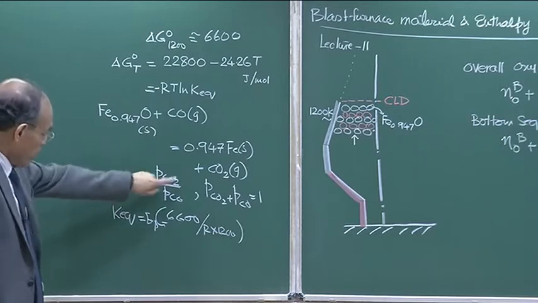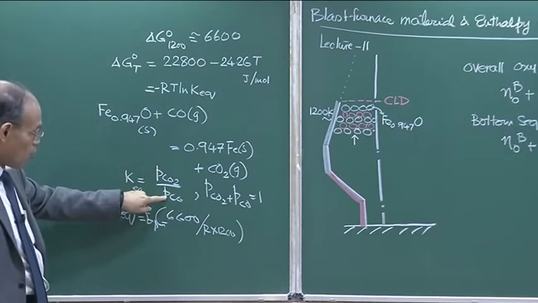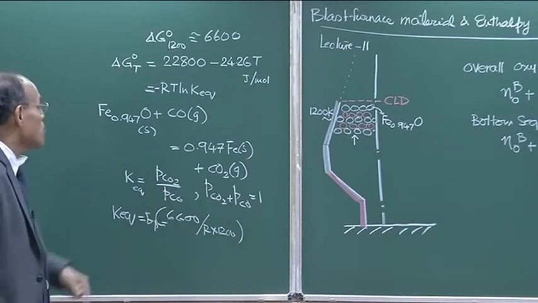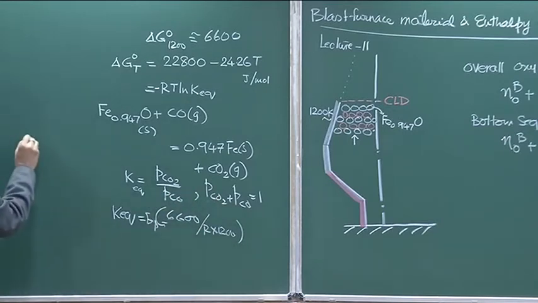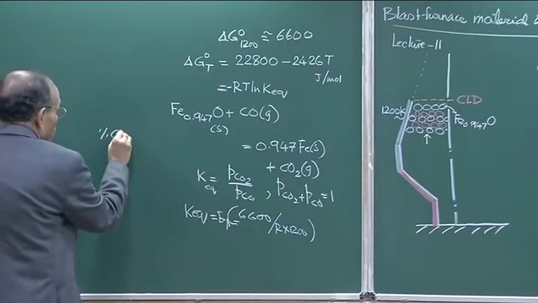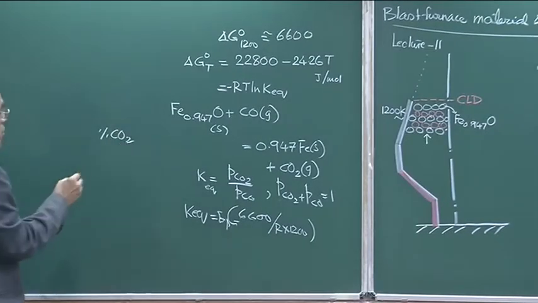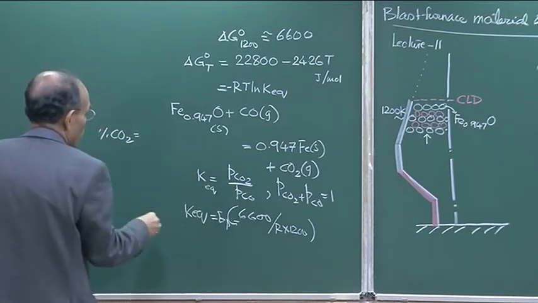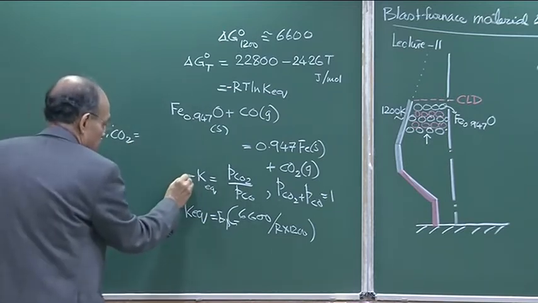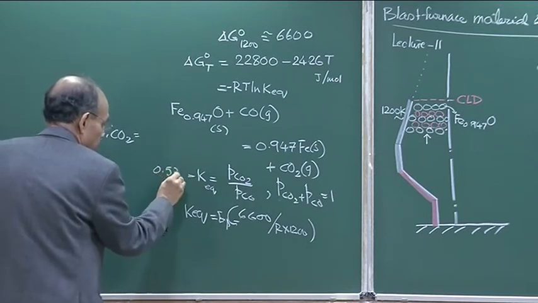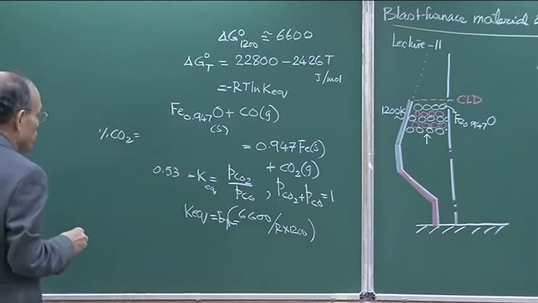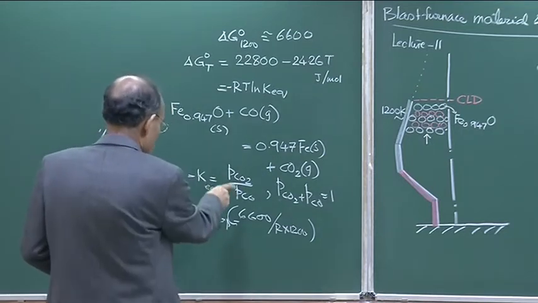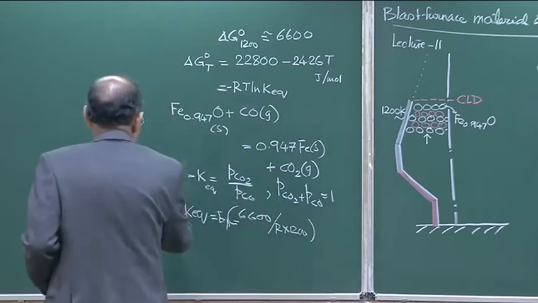So, you have the ratio of PCO2 and PCO known, similarly the summation of the two. So, you have two equations, two unknowns, and you can solve this to find out the partial pressure of CO2 or percentage of CO2. The ratio will come out to be 0.53 if we solve it. Let us not worry about it.